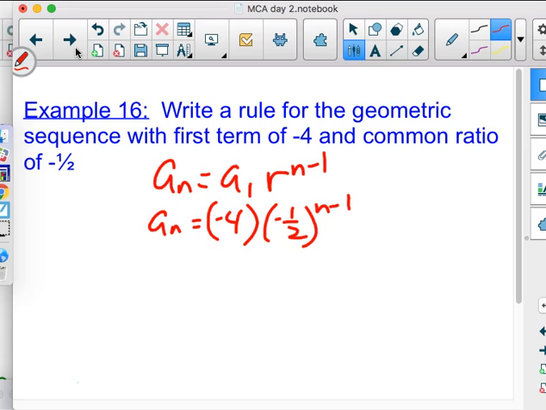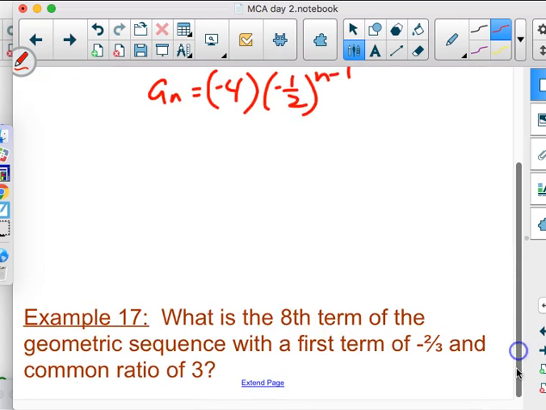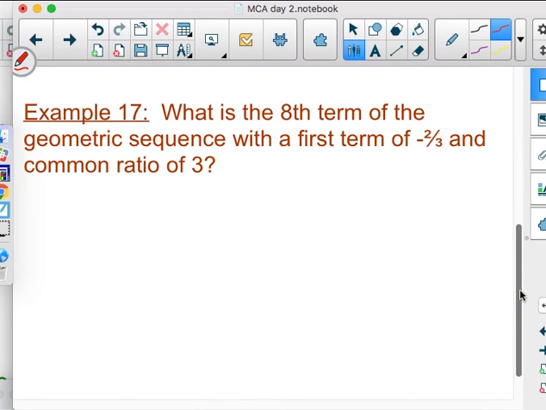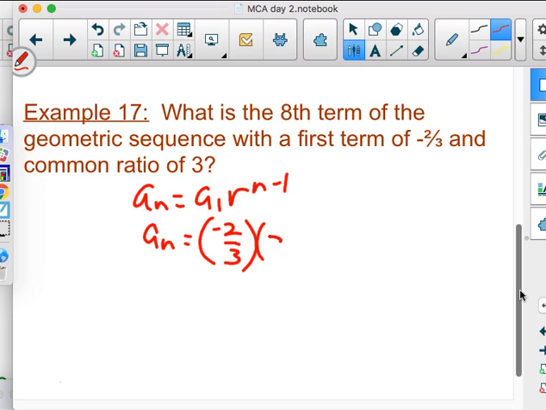That's why there's another problem down here, because I want to do one where we actually do the follow-up to this. So it says, what is the 8th term? So we're going to have to write the rules so we can find it. And it has a first term of -2/3 and a common ratio of 3. So A sub n equals A sub 1 times r to the n minus 1 would be -2/3 times 3 to the n minus 1.